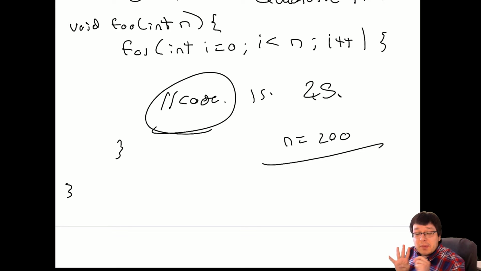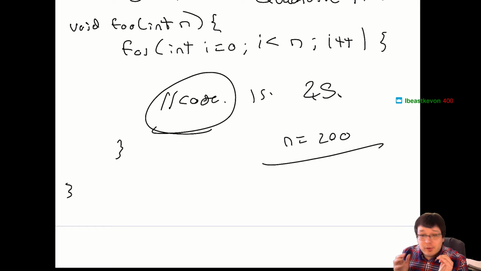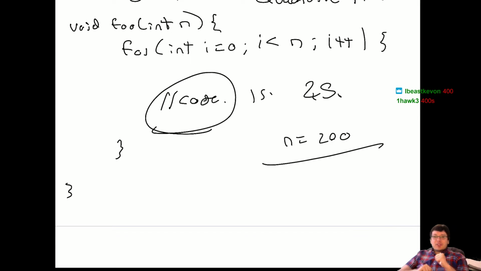Nobody's said anything? Maybe there's a delay. If the body of the loop takes 2 seconds, 400, there we go, yay! Maybe it was just a delay, because I saw a bunch of responses at the same time. So yeah, cool. Yes, 400 seconds. You guys are absolutely correct in that. Well done.